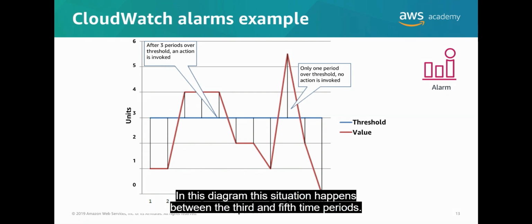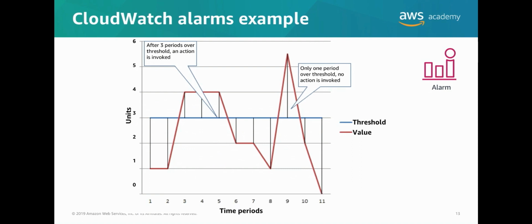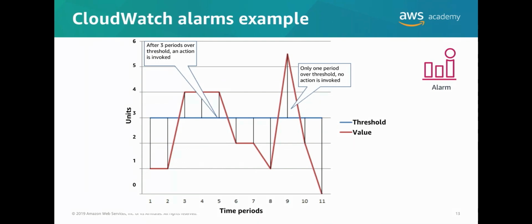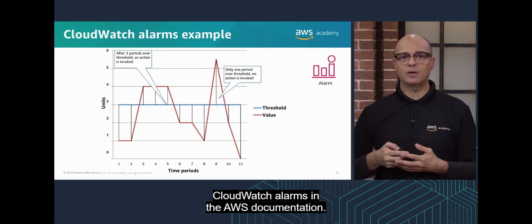In this diagram, this situation happens between the 3rd and 5th time periods. In the alarm state, it actually gets set to alarm at the time period 6. The value drops below the threshold and the state reverts to OK. Later, during the 9th time period, the threshold is breached again, but not for the necessary 3 consecutive periods. As a result, the alarm state remains OK. For more information about creating CloudWatch alarms, search for CloudWatch alarms in the AWS documentation.